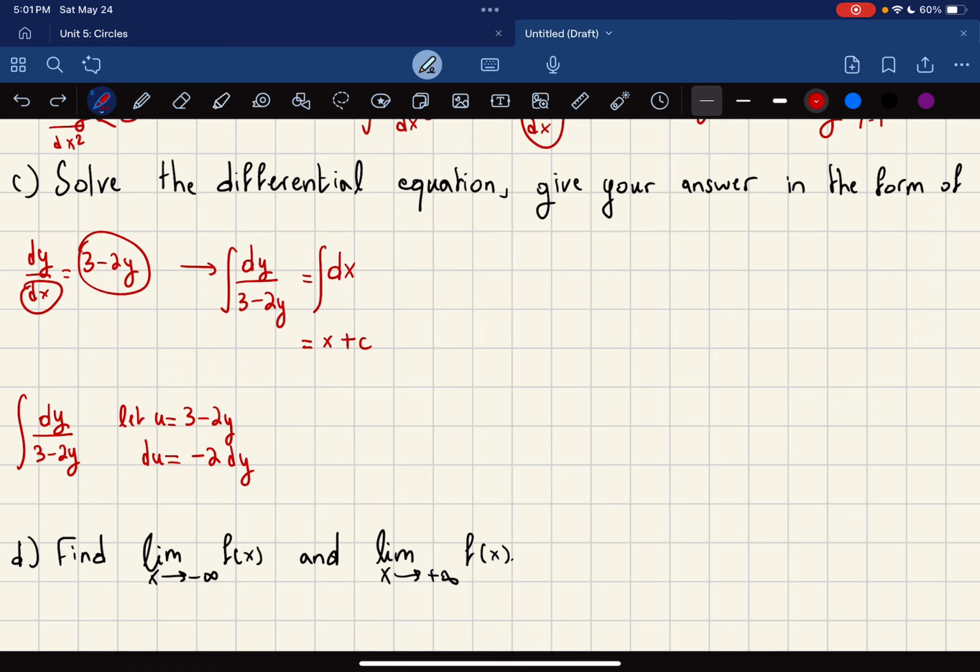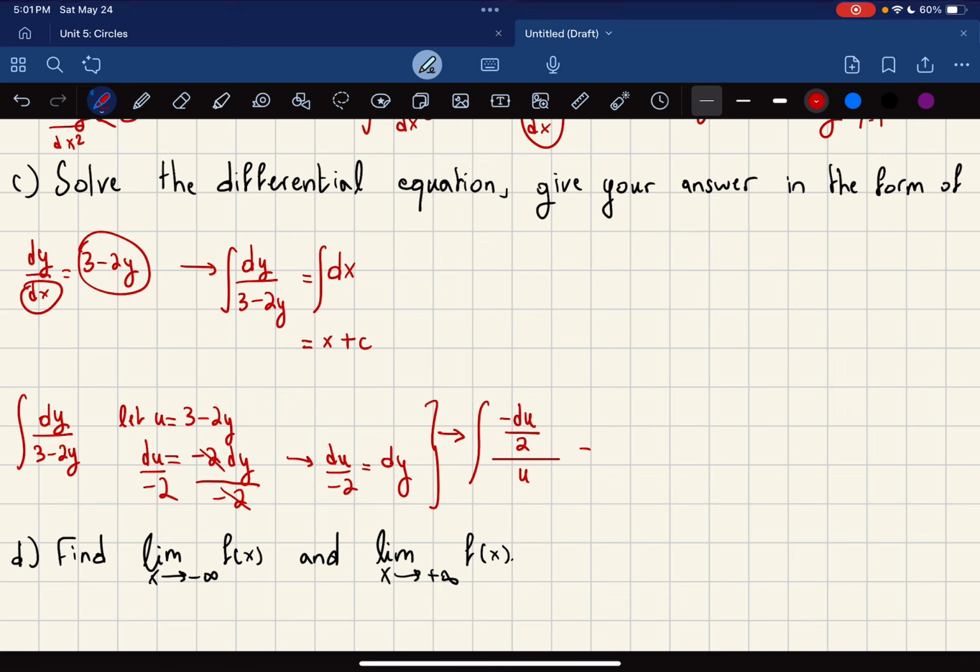So, in order for me to continue, I compare. I have dy over here. However, over here, I have minus 2 dy. So in order to fix that, I'm going to eliminate the minus 2. So divide by minus 2, divide by minus 2. So du over minus 2 equals dy. And now I'm going to get into the substitution phase. So instead of dy, I'm going to replace it with minus du over 2, over u.